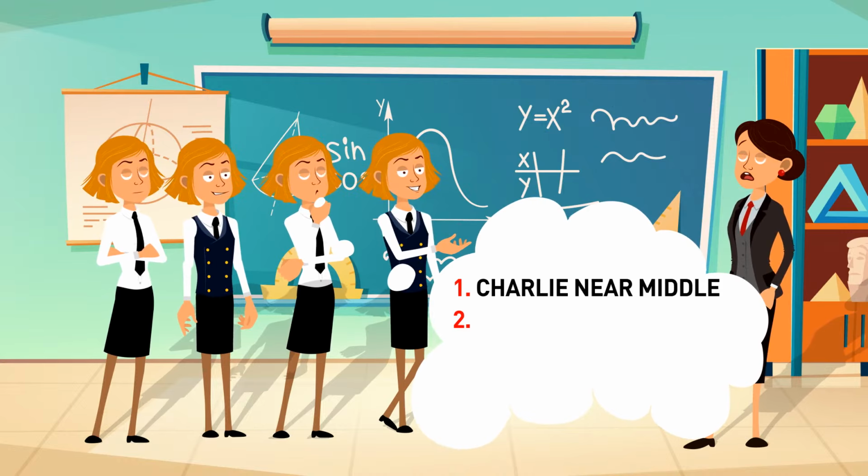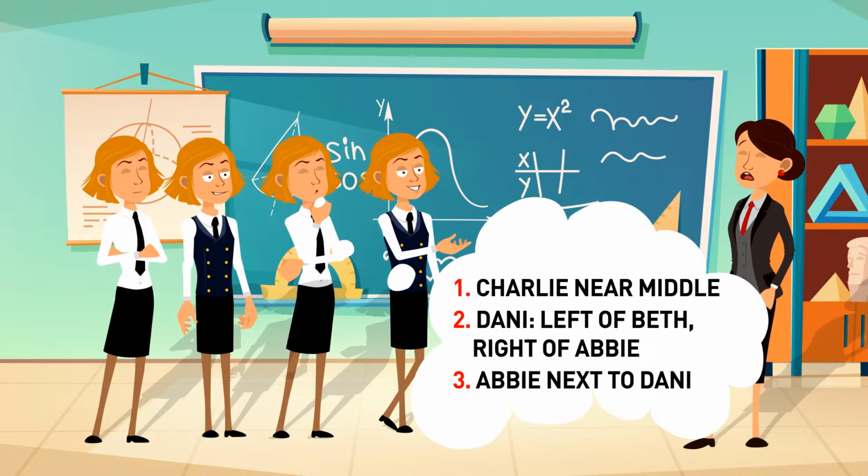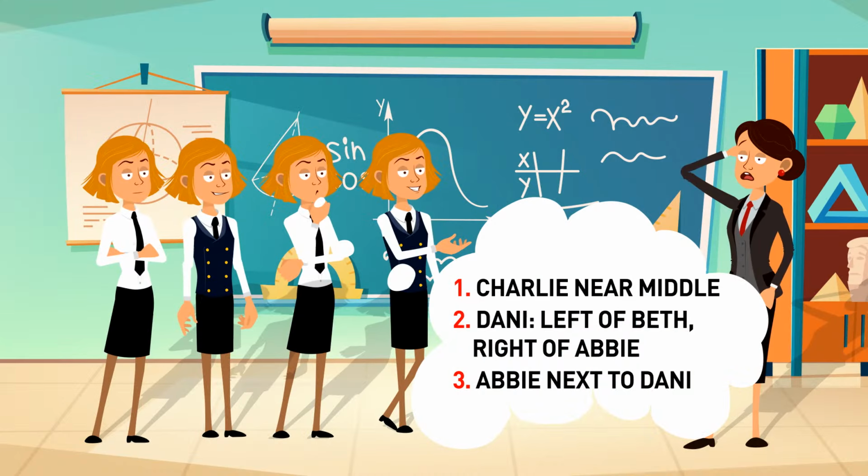Charlie is somewhere in the middle. Danny is on the left side of Beth and on the right of Abby. Abby is right next to Danny. Can you help the teacher identify all the girls and find out which one is Abby?